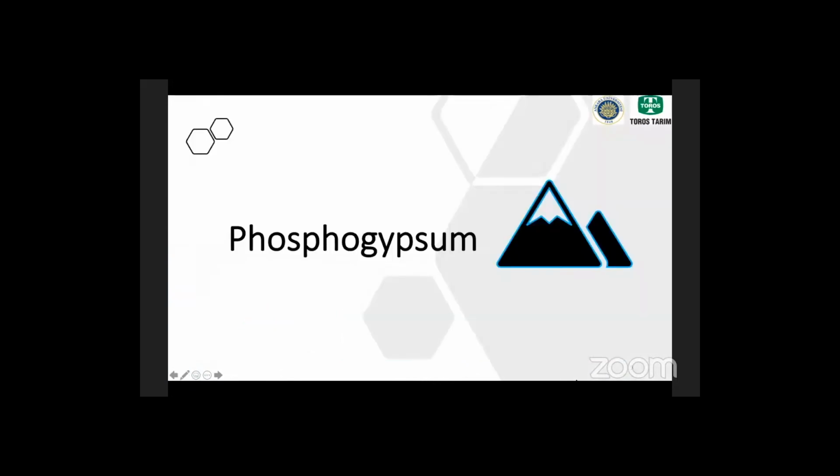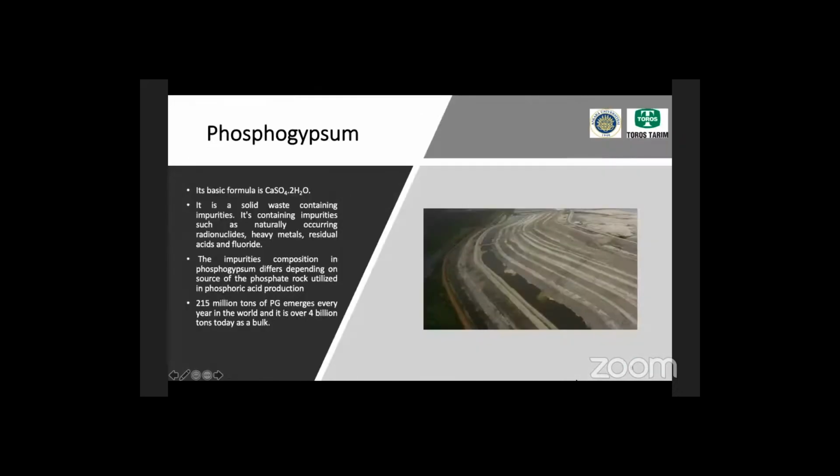Now I'm going to start giving information about phosphogypsum. Its basic formula is calcium sulfate dihydrate, like gypsum. It's a solid industrial waste containing impurities. The impurities composition in the PG differs depending on the source of phosphate rock.